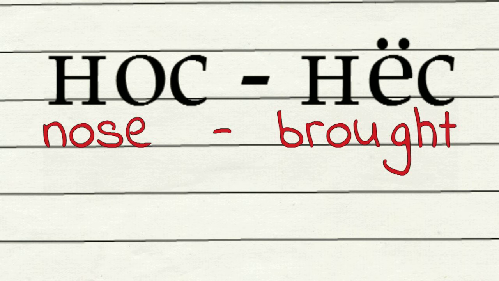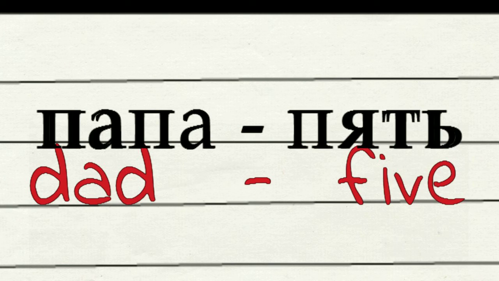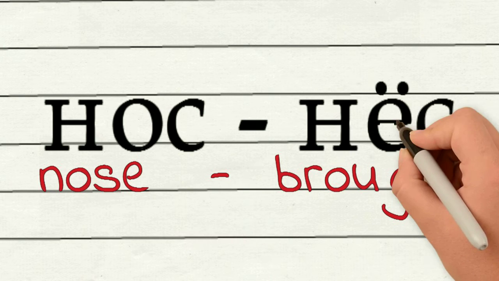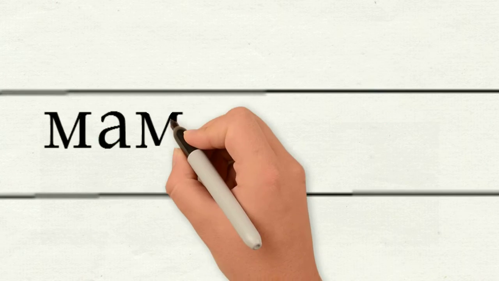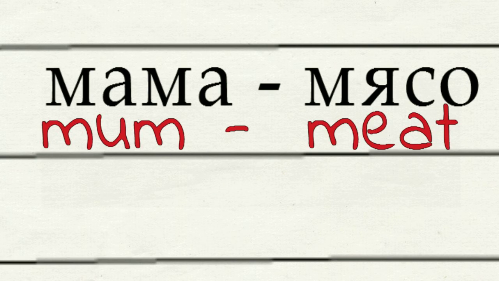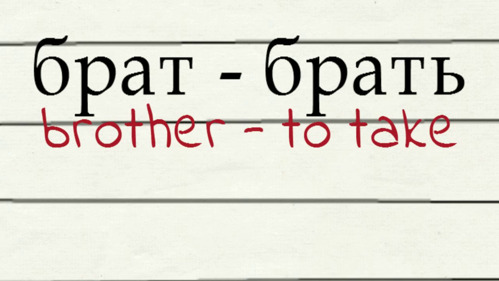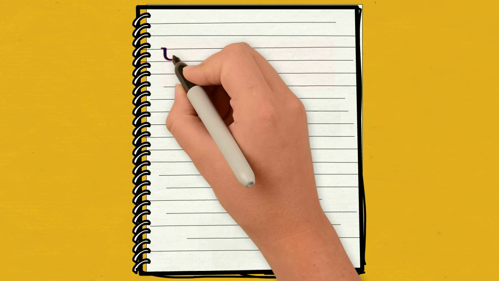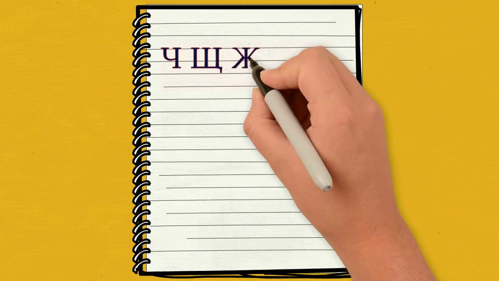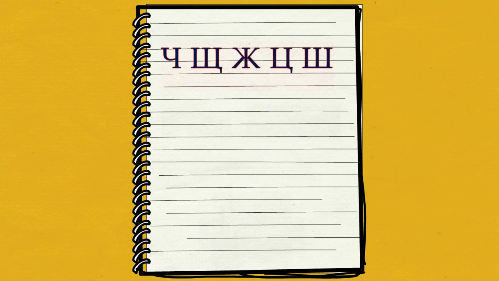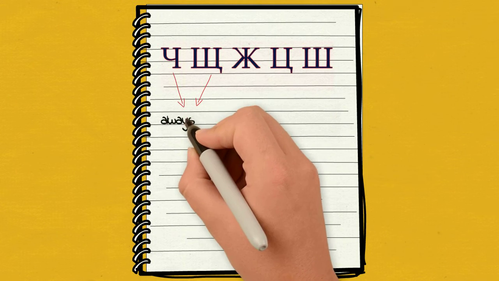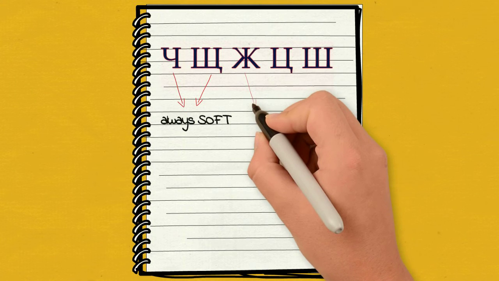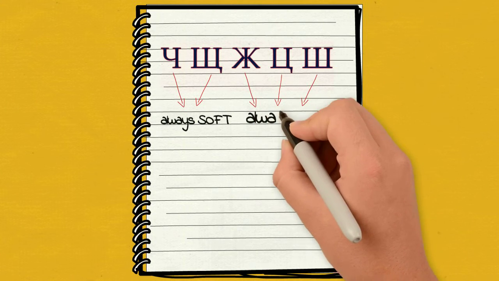Now try to pronounce it by yourself. Папа, пять. Нос, нёс. Рад, ряд. Мама, мясо. Брат, брать. The letters ч, щ, ж, ц, and ш don't conform to this rule. For example, ч and щ are always pronounced soft, while ж, ц, and ш are always hard.